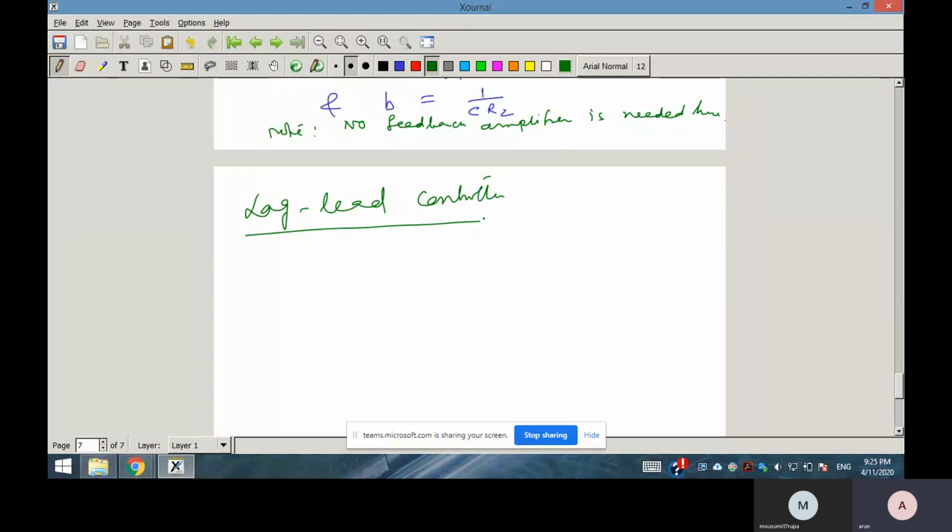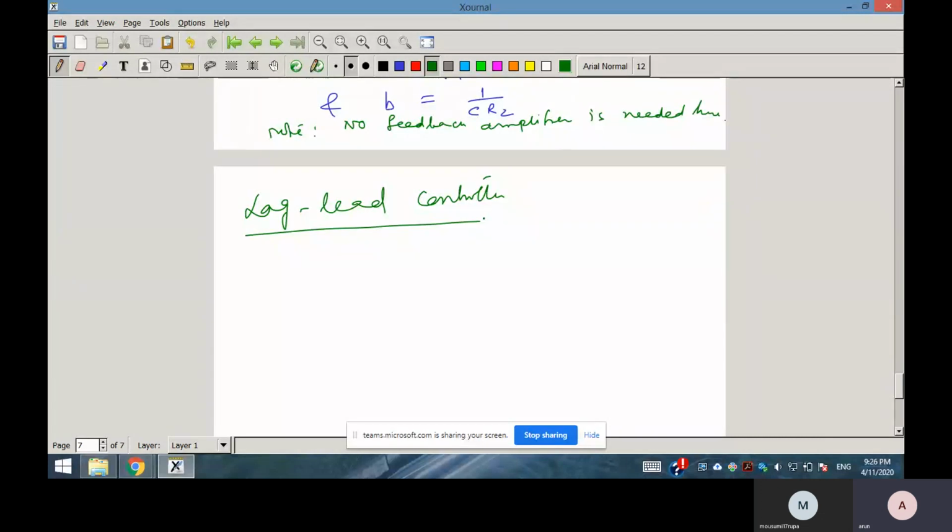So now the question is whether we can obtain something in between. So in between means what is the requirement? The lead controller's main job is to provide phase lead, that means positive phase. And the lag controller's main job is to provide attenuation. So we should have a controller.